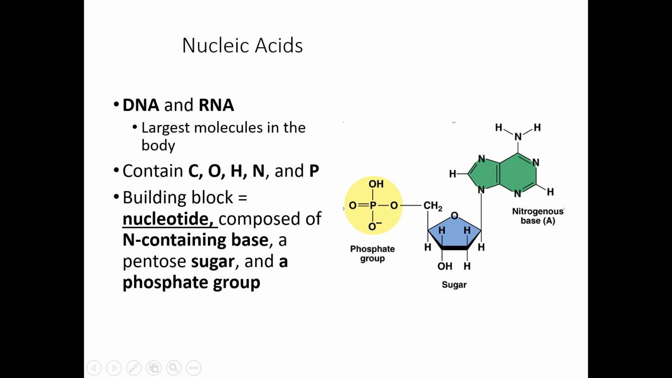Both DNA and RNA are made of carbon, oxygen, hydrogen, and phosphorus. And building blocks would be nucleotide. So what is a nucleotide? It's a structure made of phosphate group, sugar, and nitrogenous base. So all DNA and RNA molecules are made of those nucleotides. Nucleotides are monomers or building bricks for DNA and RNA.